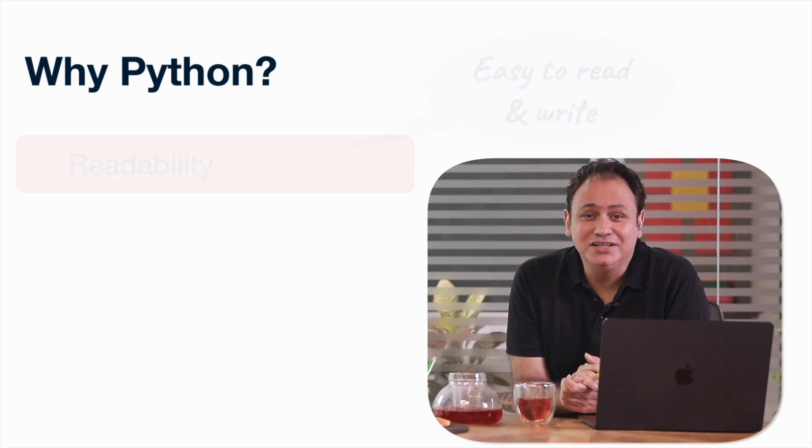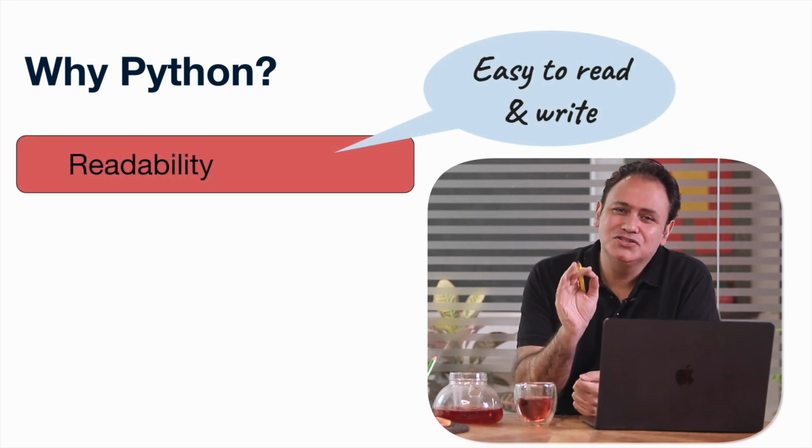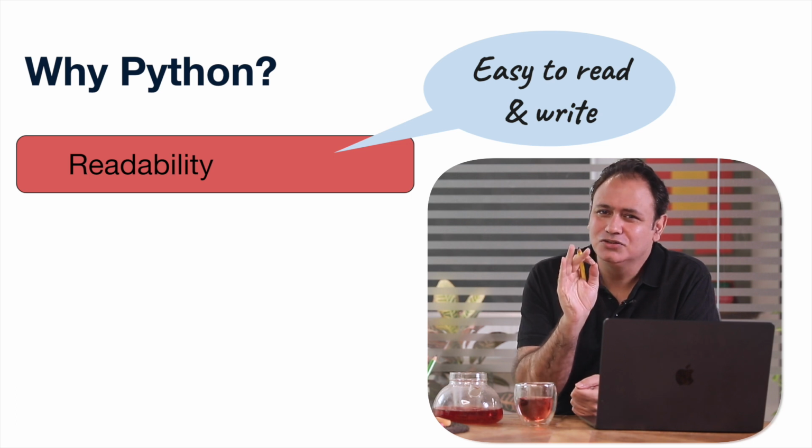When we're looking at the why of Python, the first thing that comes to mind is readability. Compared to other programming languages, Python is quite easy to read and to write. It's a reasonably close approximation to English. You don't think in English when you're writing a program in Python, but it's quite easy to read and write, almost as if you're reading and writing a passage in English.